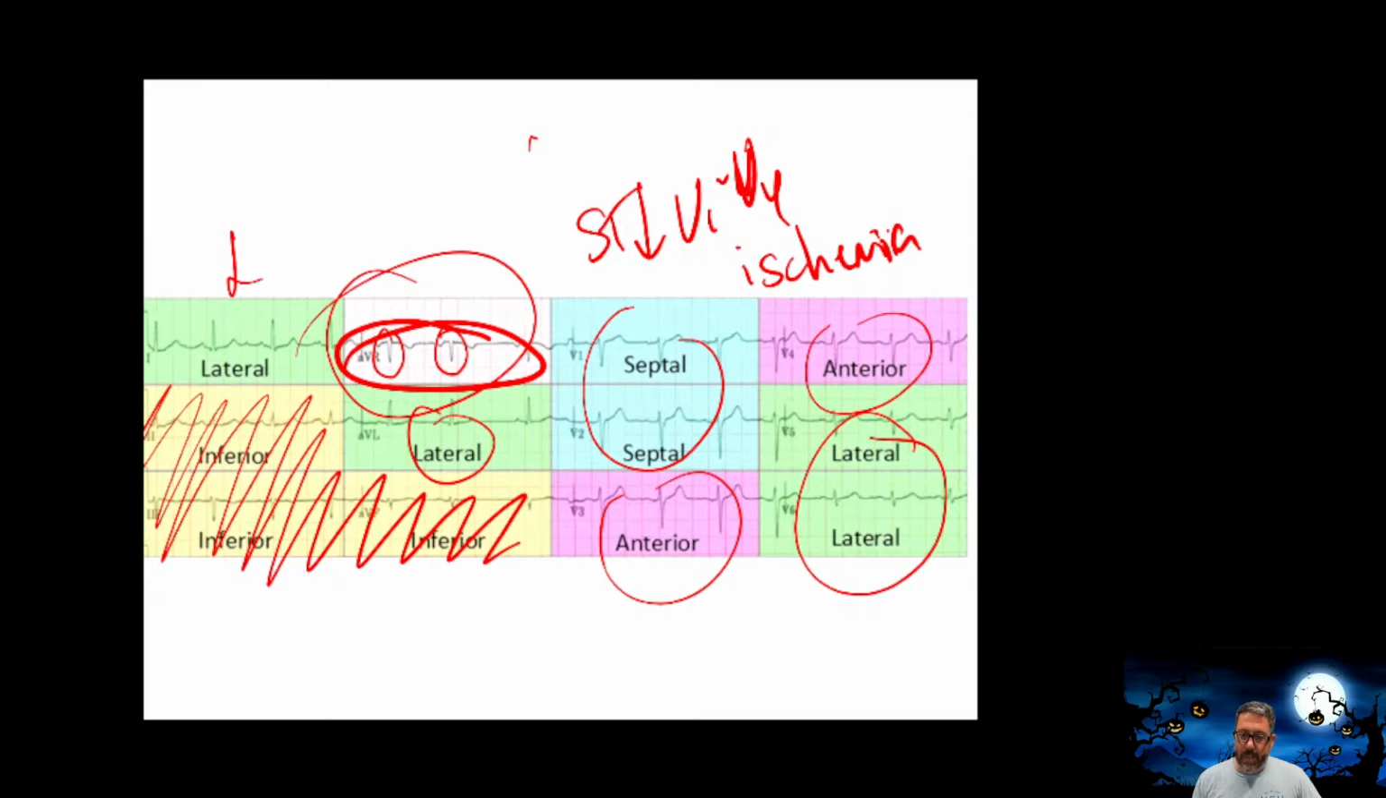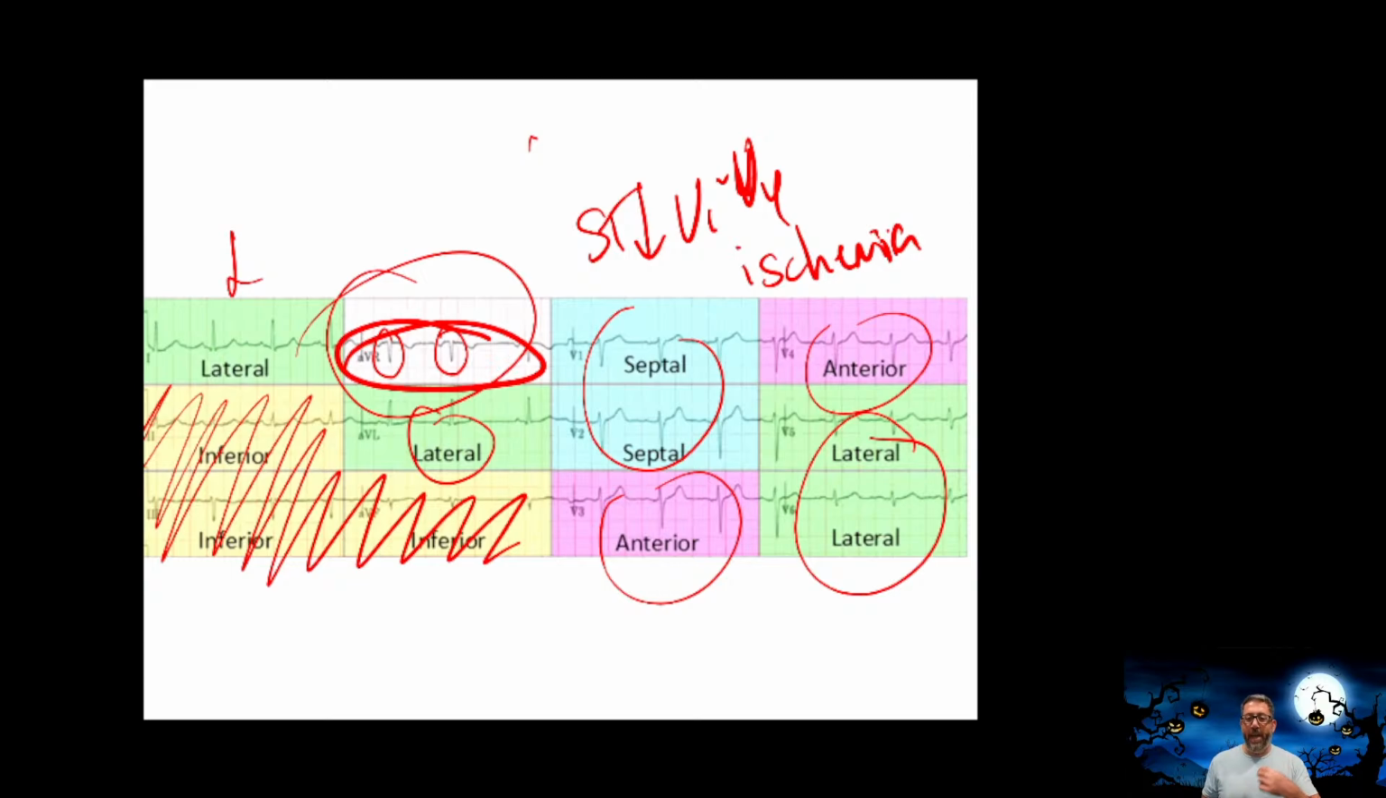But let's say they come in with chest pain, they're not feeling good. You do an EKG, and they have ST depressions in V1, V2, V3, the more anterior leads, but he's got positive troponins. So he's having a heart attack.